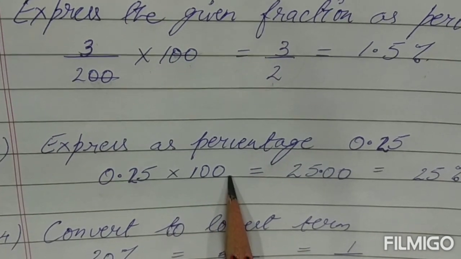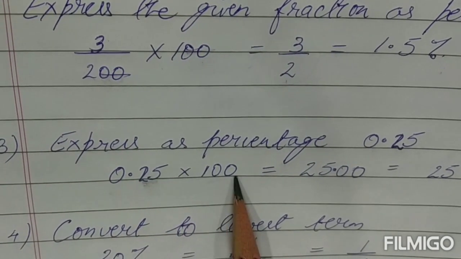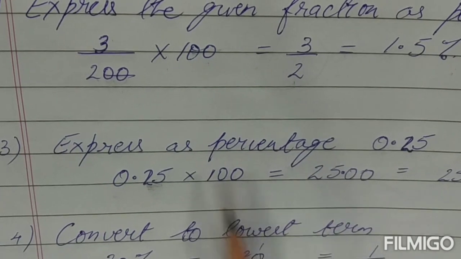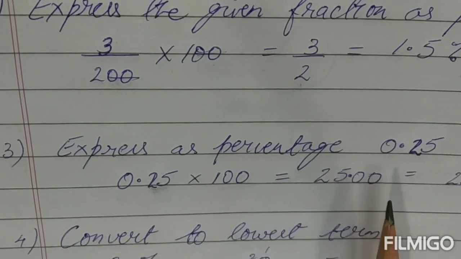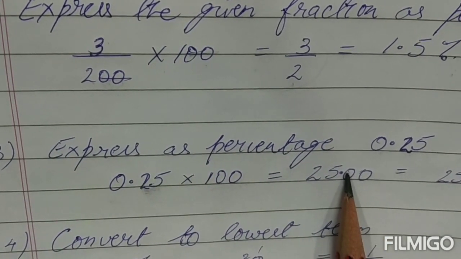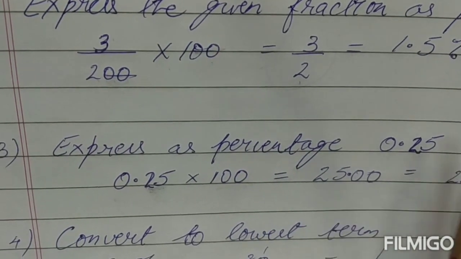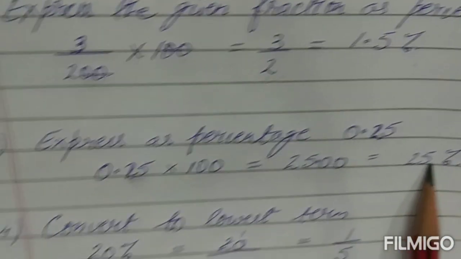0.25, we multiply by 100. Number with 100, it is 2500, and because after two places we have a decimal, so from the two places we count and we put a decimal, so it becomes 25%.